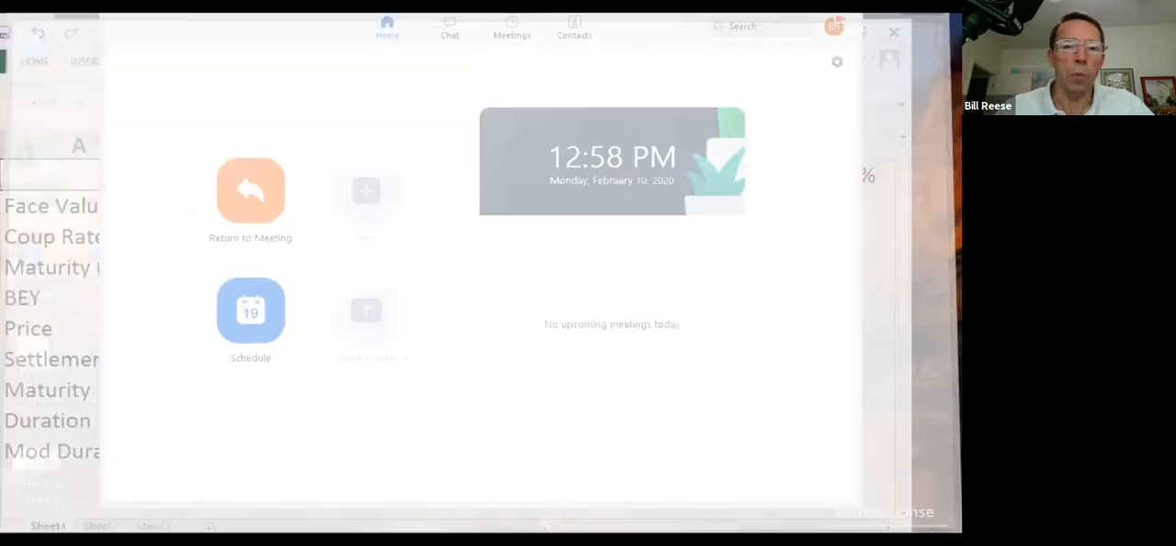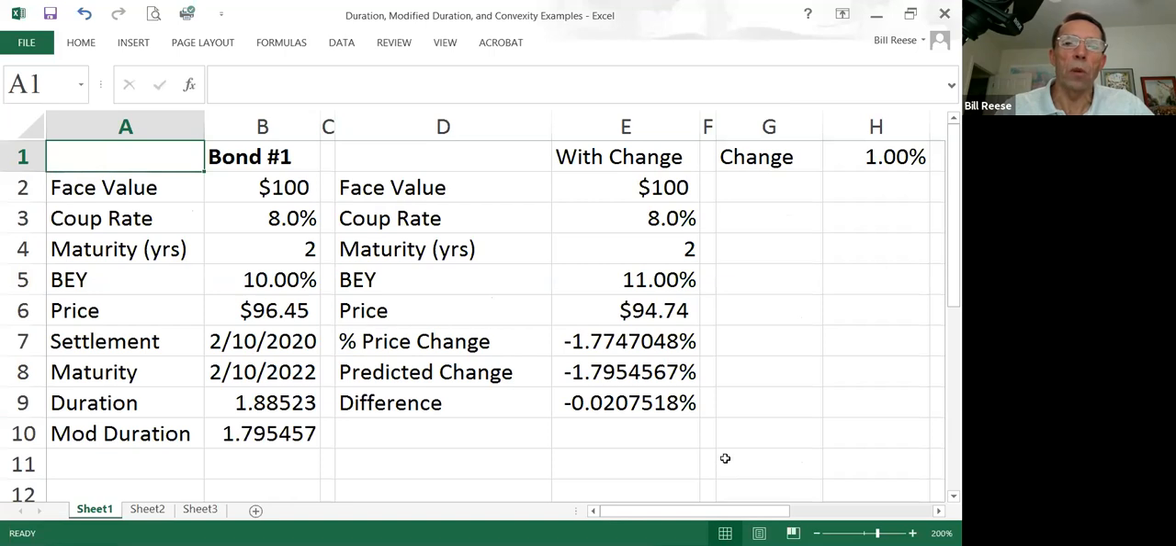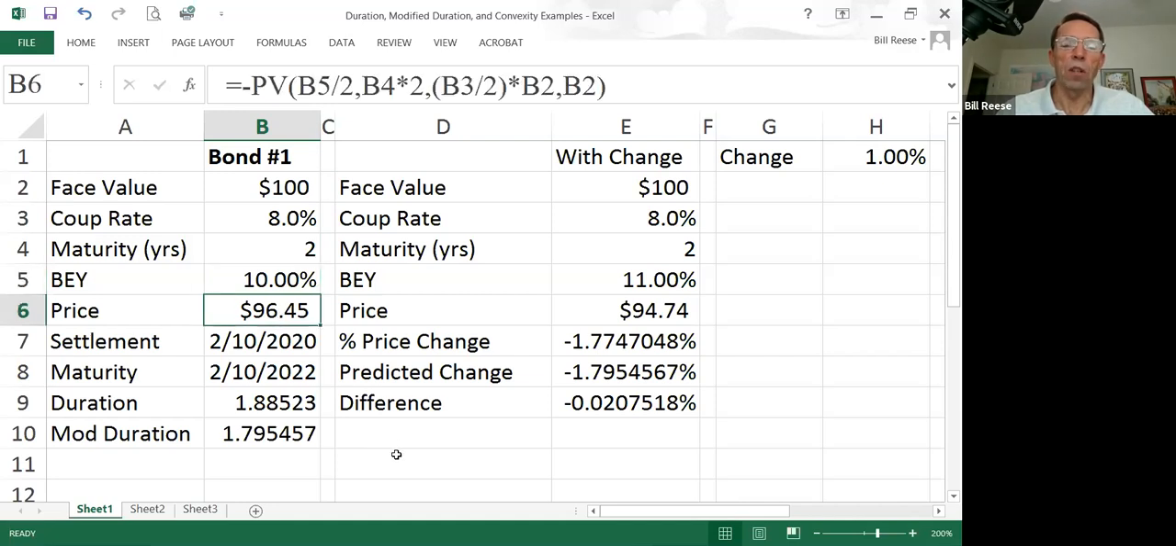This is going to be a spreadsheet on duration, modified duration, and convexity examples. Here we've got the bond we've just been looking at. Its face value is $100, and it has a coupon rate of 8%. It matures in 2 years. The yield on the bond is 10%. And as I told you before, the price is going to be $96.45, calculated from the face value, the coupon rate, its maturity, and the yield on the bond. There's our formula right there to find the price of the bond. I put a little negative sign in front just so we didn't have a negative price, so that'd be a positive number.